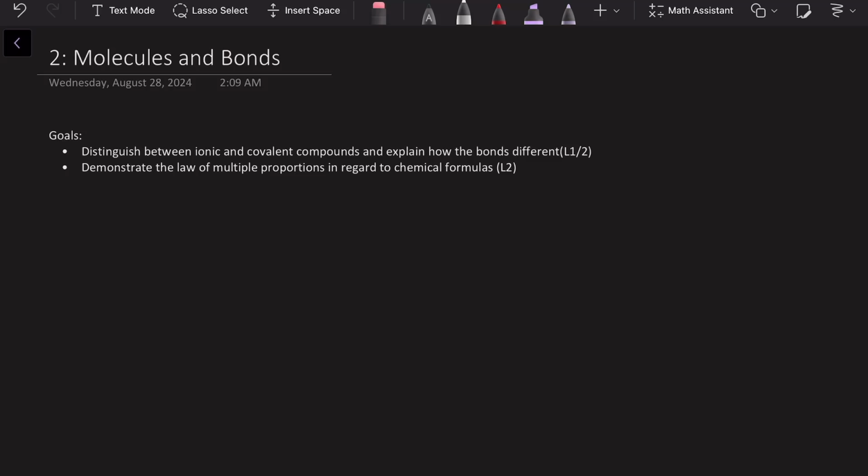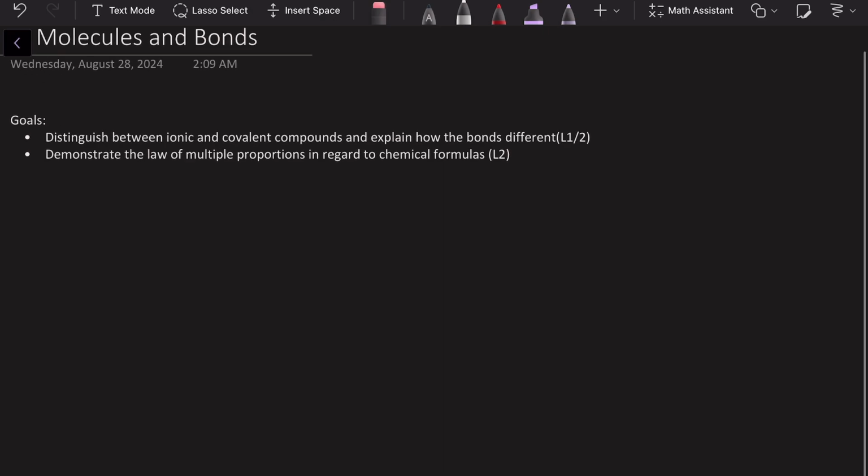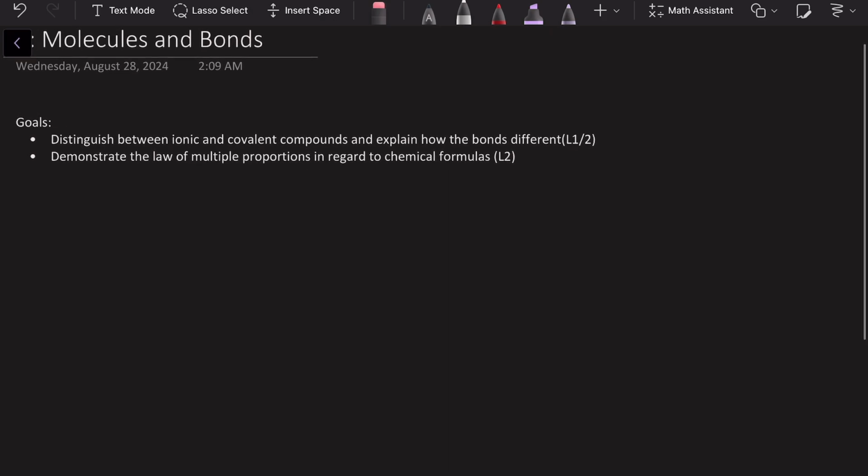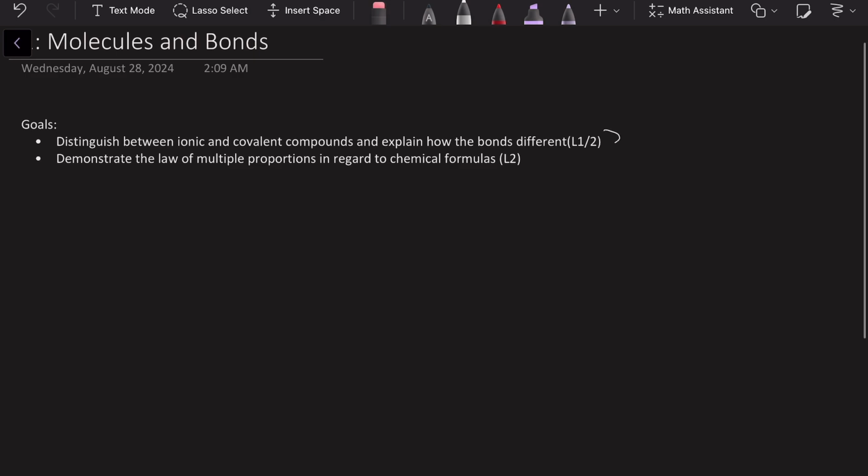Hey everyone, welcome back. Today we're going to cover something relatively important, molecules and bonds. As we see here, the goal is to understand ionic and covalent compounds as well as understand the law of multiple proportions. These two topics will be recurring, so it's important to get these down.